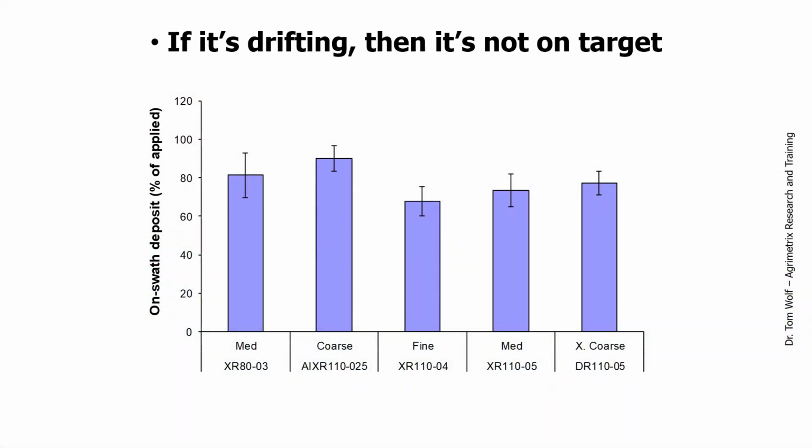He has done some very cool work trying to prove that mitigating drift isn't just an environmental thing to do, or you know, save your neighbor from getting hit by a pesticide thing to do. It's also an economic thing to do because any pesticide that's drifting out of an application is not doing what you paid for. You want it to land where you want it to land.